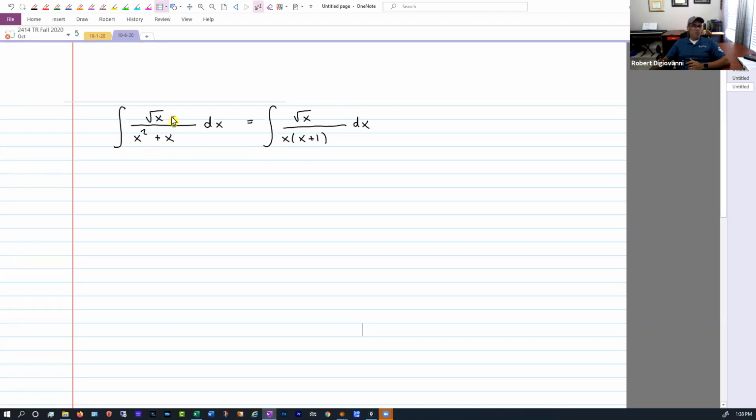The numerator is a square root function, and square root functions are not polynomial functions. To be a polynomial, the powers on x have to be non-negative integers: 0, 1, 2, 3, 4, 5, 6, but you can't have fractional powers. Then it's no longer a polynomial.